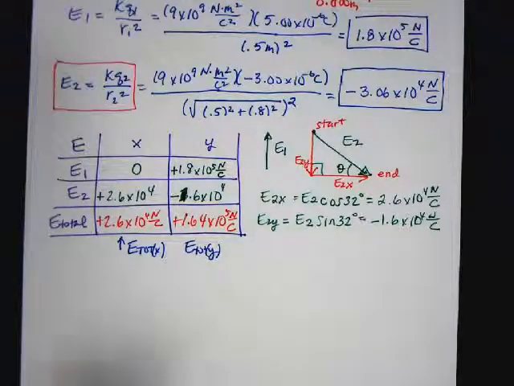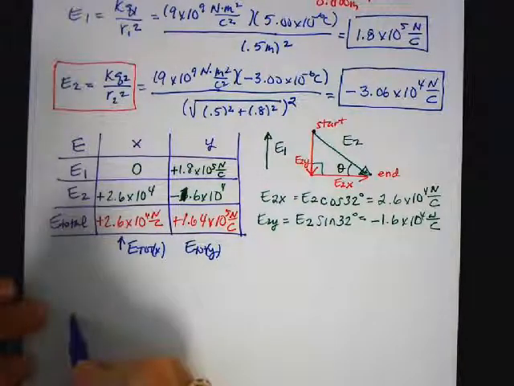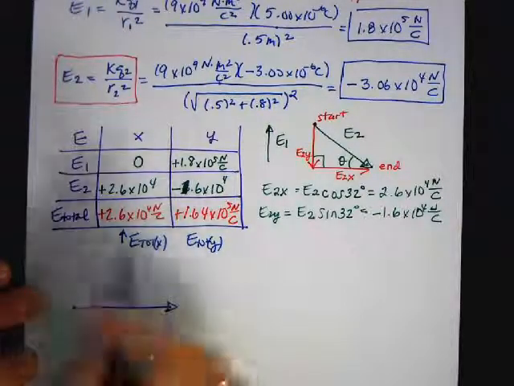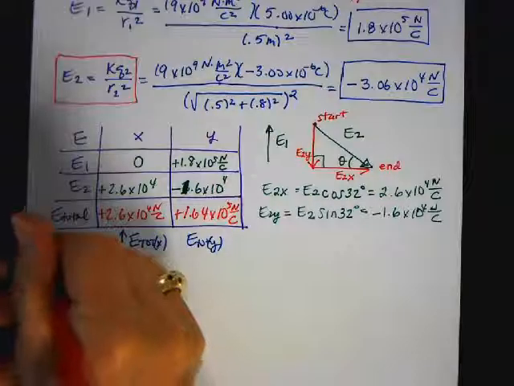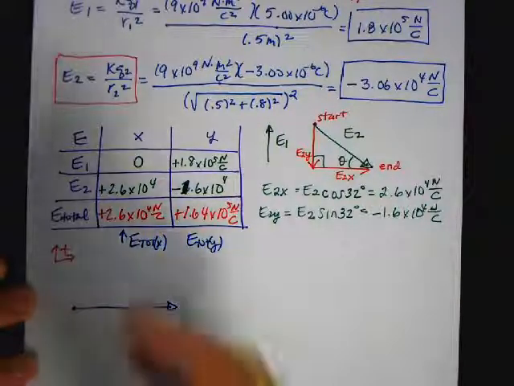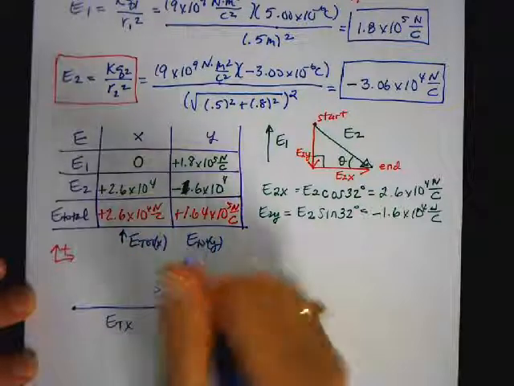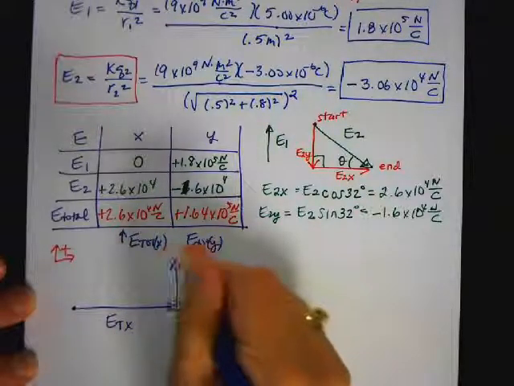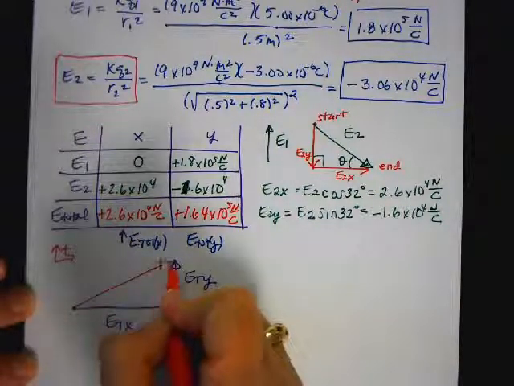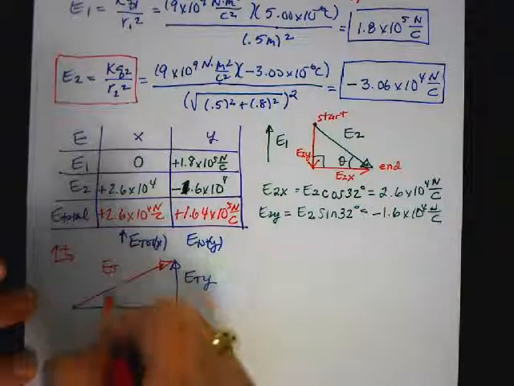So now, this is positive x, so I just pick a starting point. Here's my starting point. I'm going to use my same standard Cartesian sign convention. Up and to the right is positive, so this is positive, so I'm going to make it go to the right. So this is my E total x. E total y is also positive. From the head of that vector, I do the tail of the other. This is E total y. From where I start to where I end up, I do my resultant. This is E total.